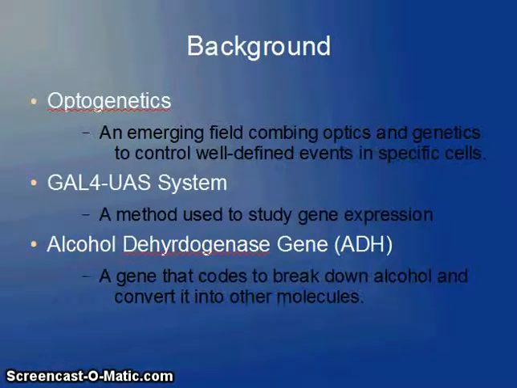Background. Optogenetics is an emerging field that combines optics and genetics to control well-defined events within specific cells of living tissues. It was developed by Karl Deisseroth and his colleagues at Stanford University in 2006. New technology was created for use in optogenetics, such as to deliver the light deep into organisms, to insert and target light sensitivity to cells of interest, and to assess the effects of this optical control.